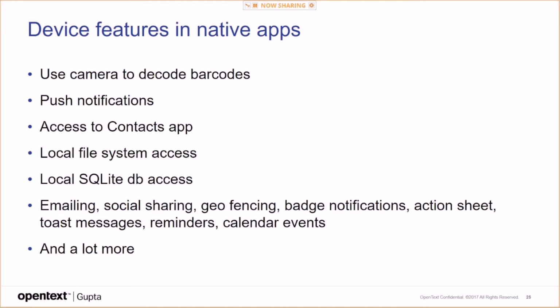Then you can basically do everything that a device can do. You can use the camera to decode barcodes. So the delivery person can decode the barcode on the package, then he has the address data right there. The receiving person can put in the signature, and the clerk can then confirm that the package has been delivered. You get push notifications. Push notifications have become quite important on mobile devices.